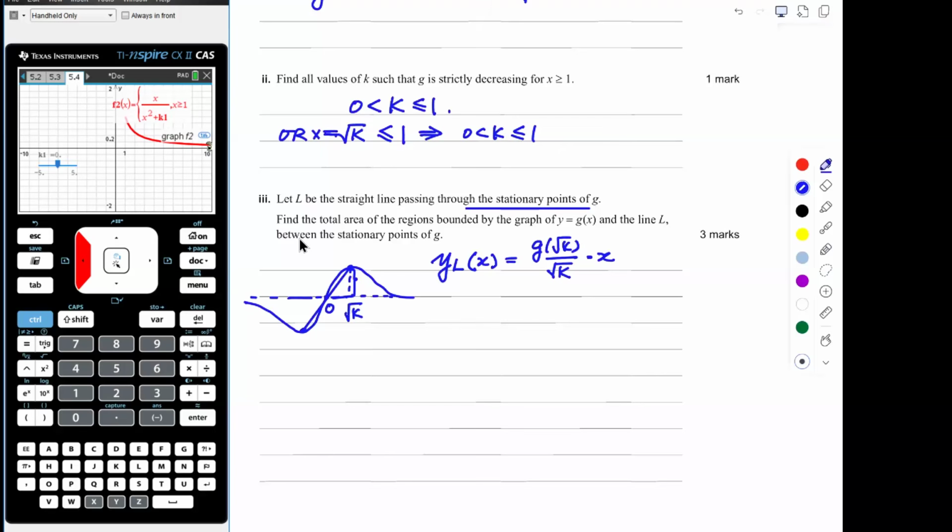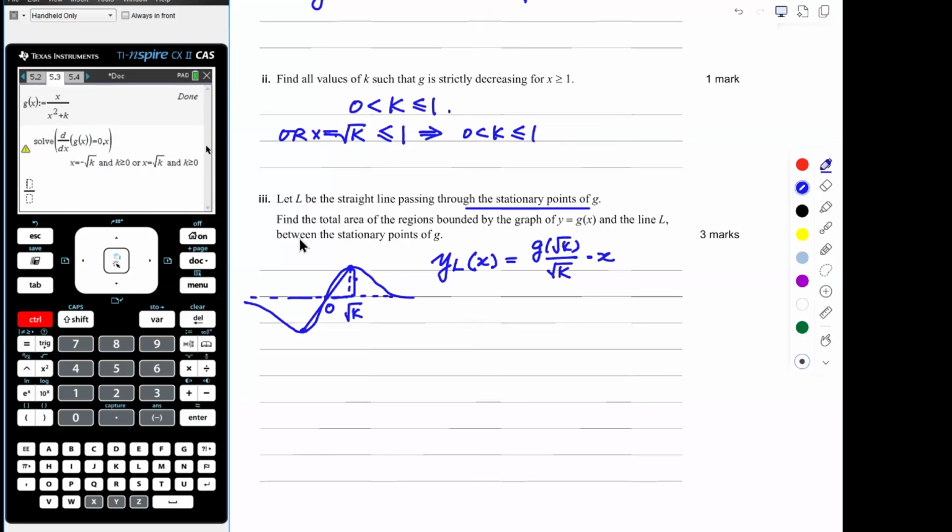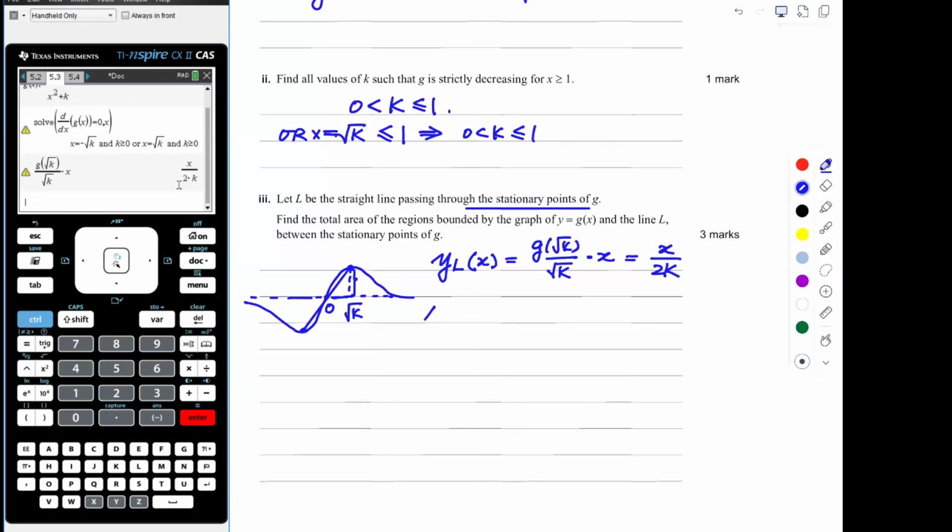That is g of square root of k divided by square root of k, rise over run, times x, through the origin. Okay, so you get x divided by 2k. And then the area will have two parts. One part is here, another part is here. Area equals 2 lots of the integral from 0 to root k of g of x subtracting x over 2k dx.